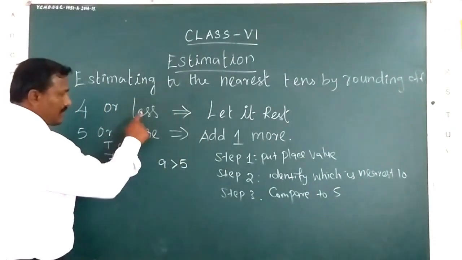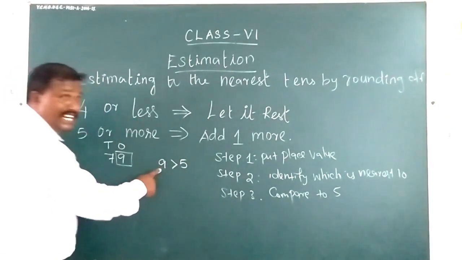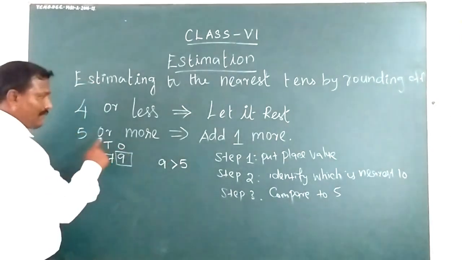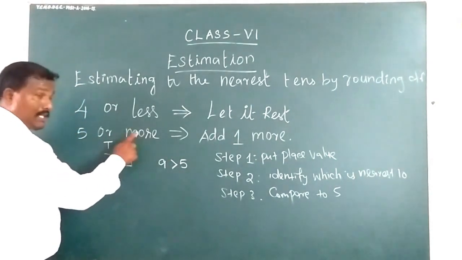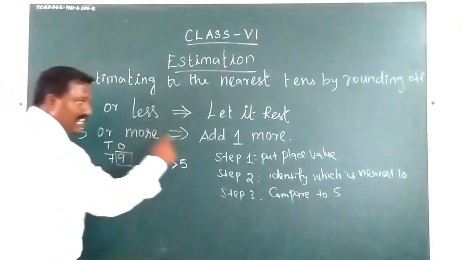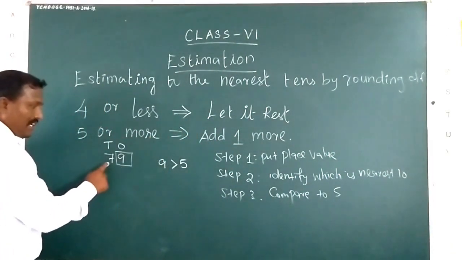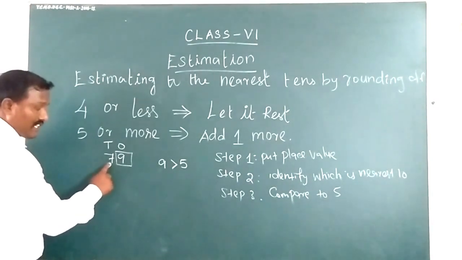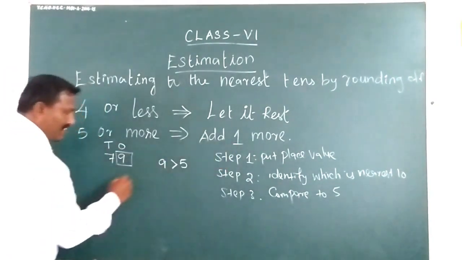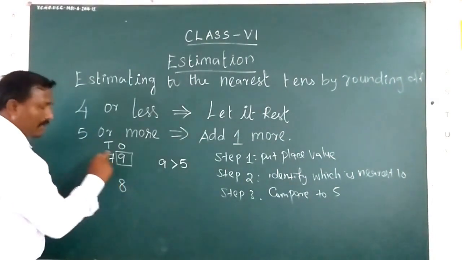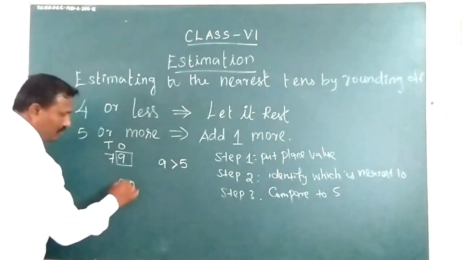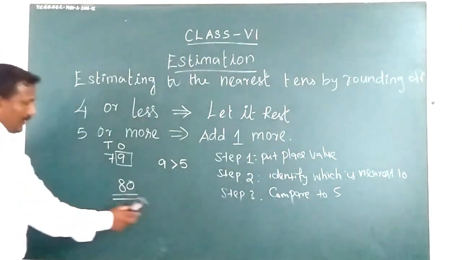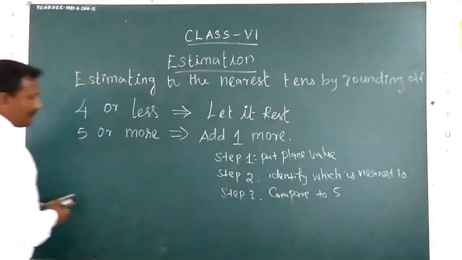So 9 is greater than 5. So if greater than 5 means 5 or more, the second rule is applicable. What does the rule say? Add one more, meaning in the tens place you have to add one extra. So 7 is in the tens place. If you add one extra, it will become 8. But in the ones place always put 0. So 80 is the answer. Okay. So let me take another example.